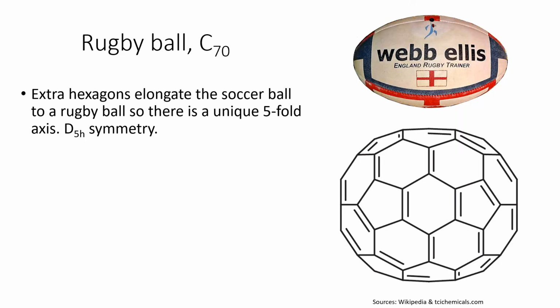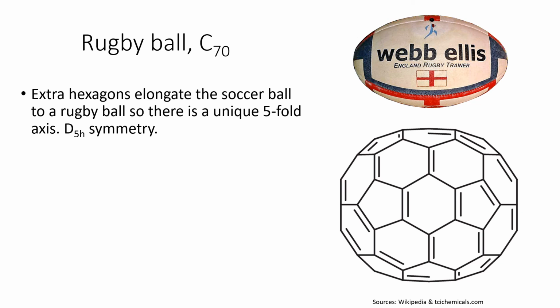Now, I can't resist mentioning C70, because we've just been looking at a soccer ball with C60, and C70, kind of its cousin, it's like the rugby ball. And so you can see here that what we've done is we've elongated the C60 molecule. We've kind of stretched it in one direction, and hence resembling the rugby ball, as we can see above.